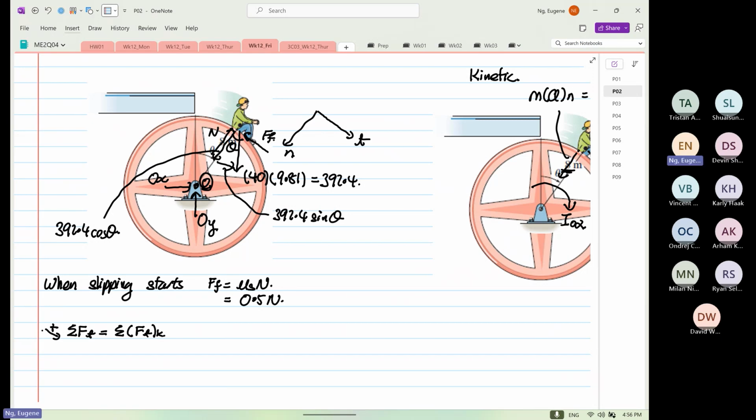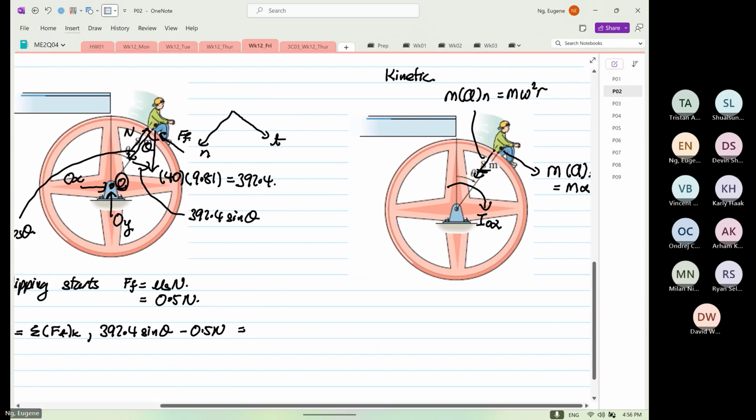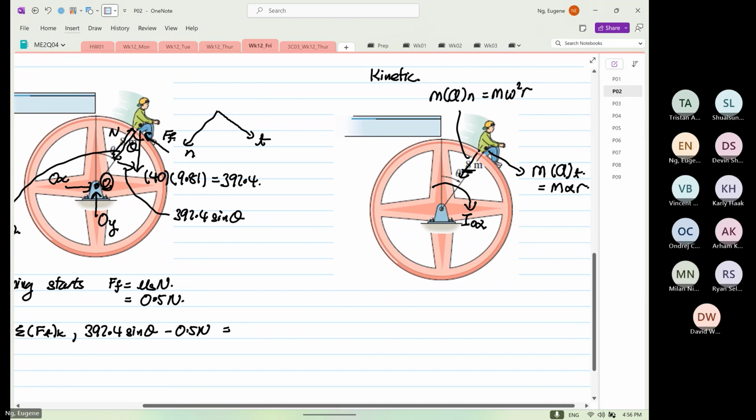So you have 392.4 sine theta in the positive direction. So it is equal to 392.4 sine theta, and then minus 0.5 N. And this is equal to m a_t.